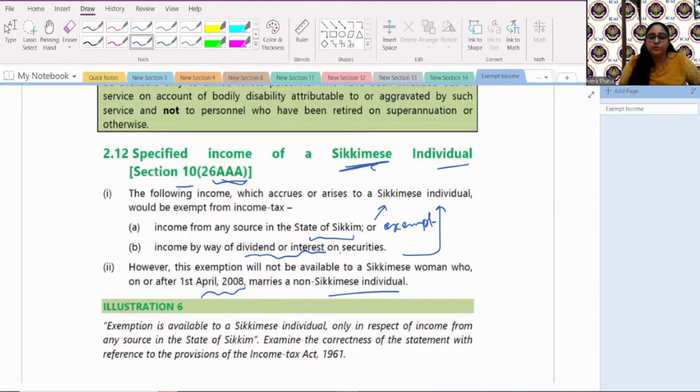This is only for the women, not for the men. A man marrying a non-Sikkimese woman does not matter. But a Sikkimese woman marrying a non-Sikkimese individual would not benefit from the exempt income, which is under section 10, clause 26AAA.